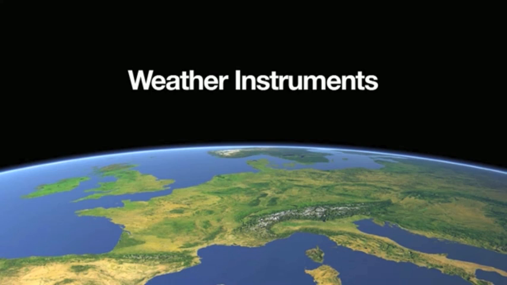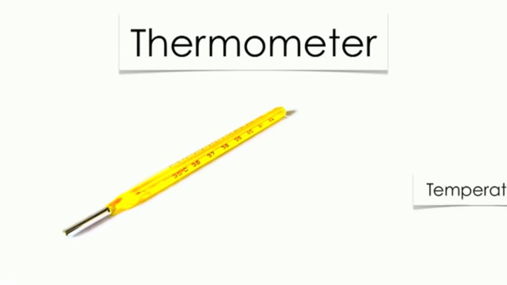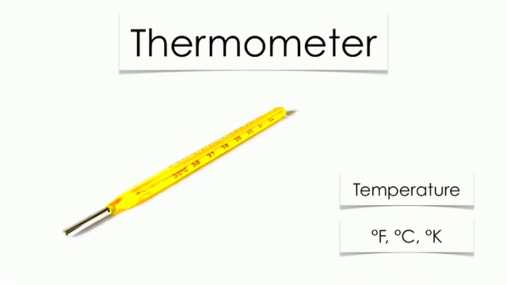And these instruments are also going to help meteorologists make a weather forecast that much more accurate. The first is kind of the obvious one. That's going to be your thermometer. Thermometers are going to measure the temperature outside, and out of your reference table, you're going to have three scales: Fahrenheit, Celsius, and Kelvin. Make sure you know how to convert from one to the other.